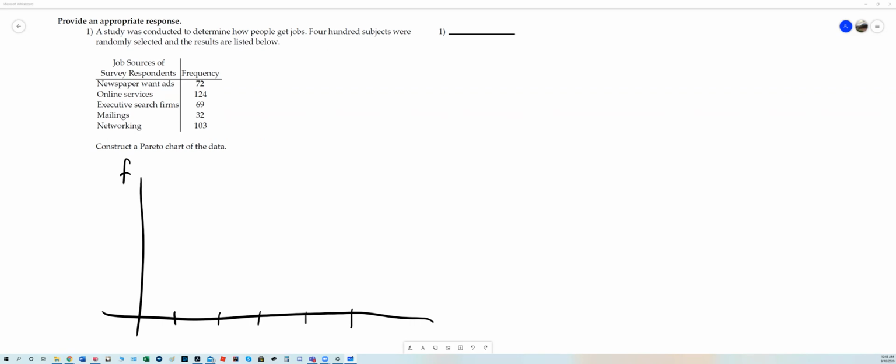The highest number that is on my frequency is 124. So I'm going to go ahead and go by 30s. 30, 60, 90, 120. Got it? What's the biggest one? 124. That corresponds to what category? Online services, OS. And so that goes up to 100.